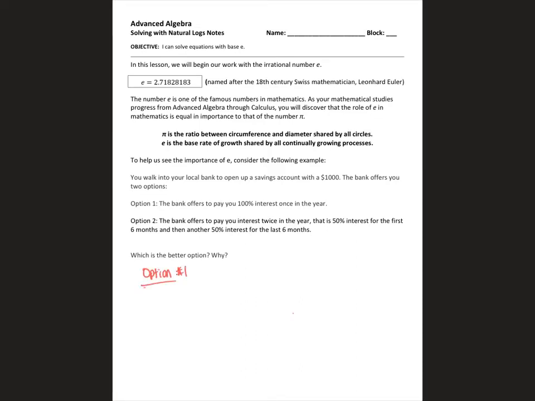So in option number one, we were given $1,000 and we get 100% interest only once in the year. Well, 100% interest on $1,000 is an additional $1,000. So at the end of the year for option one, I have $2,000. Let's go ahead and look at now option two to see which one's better.